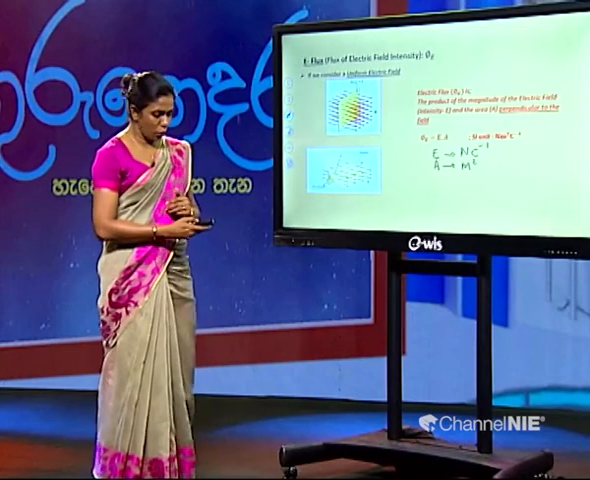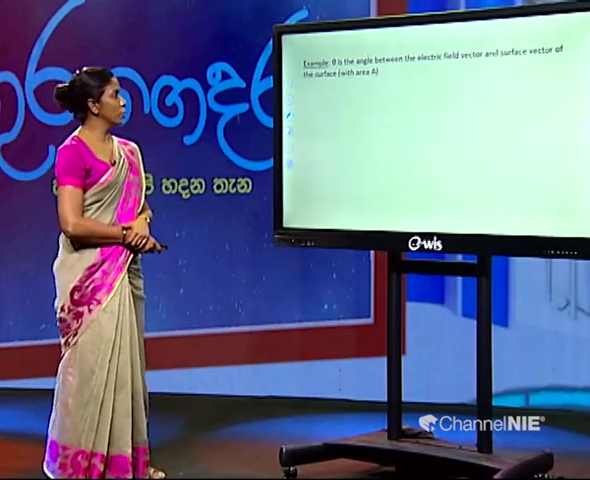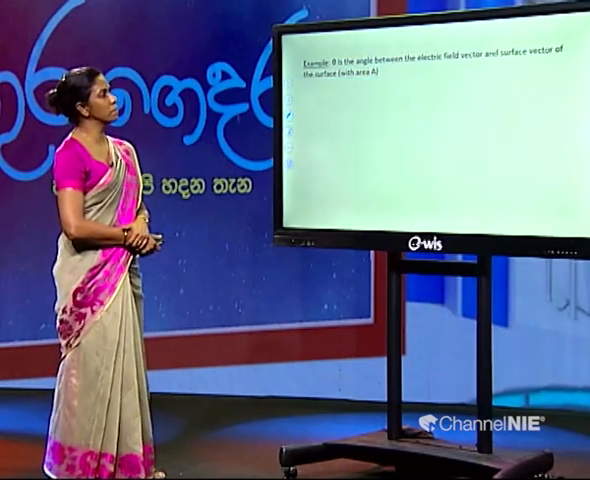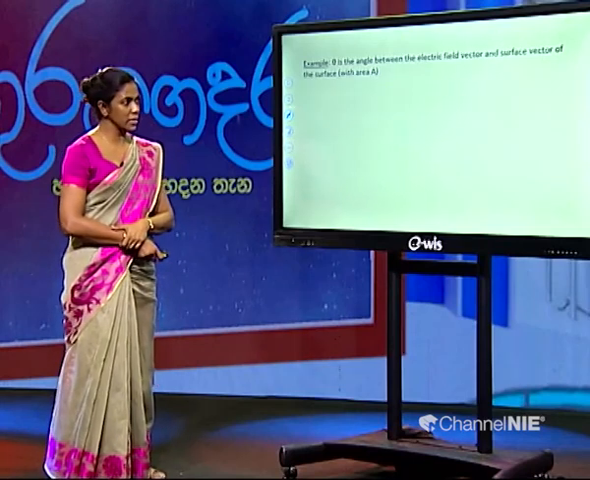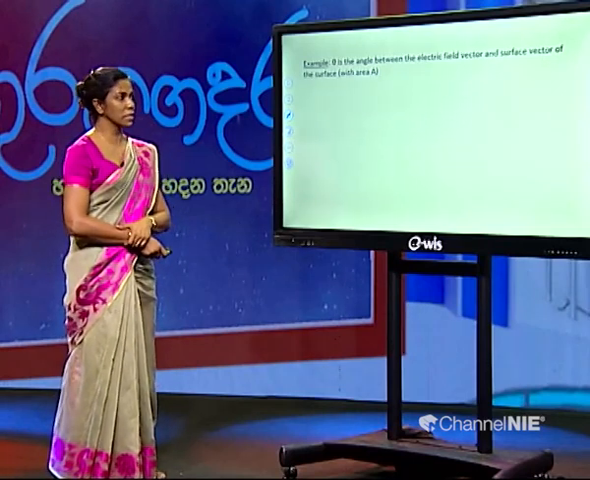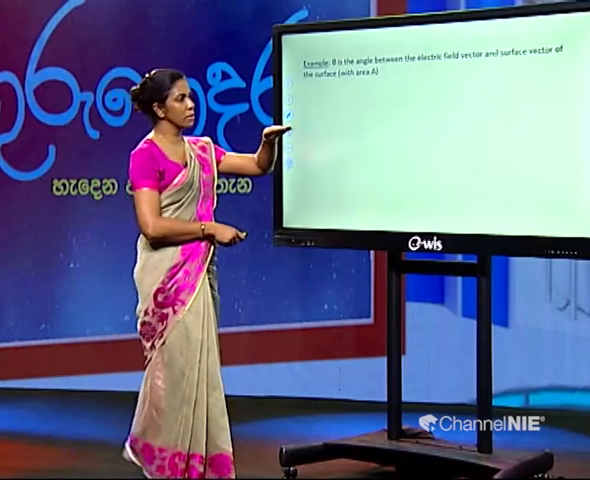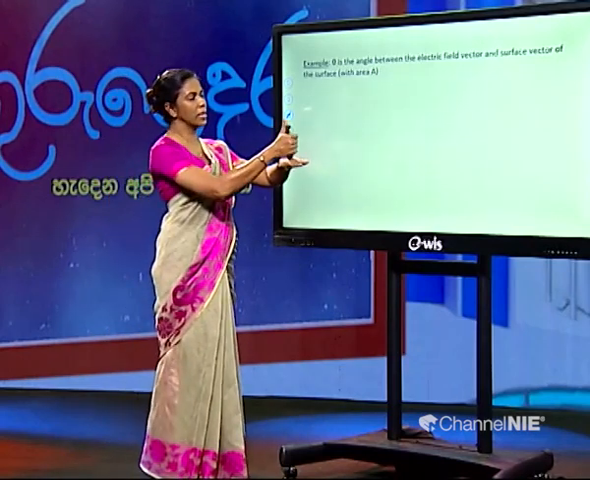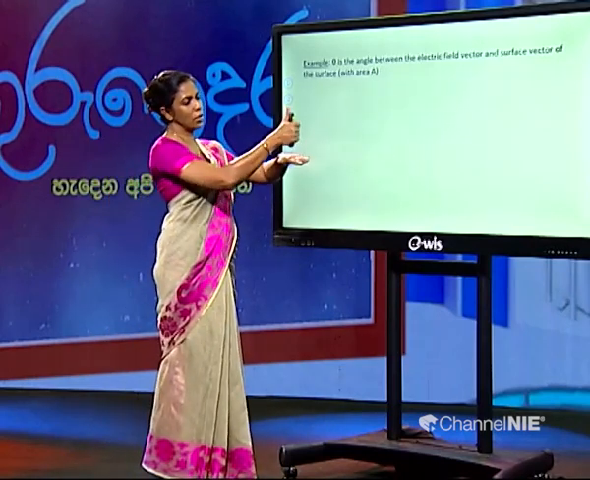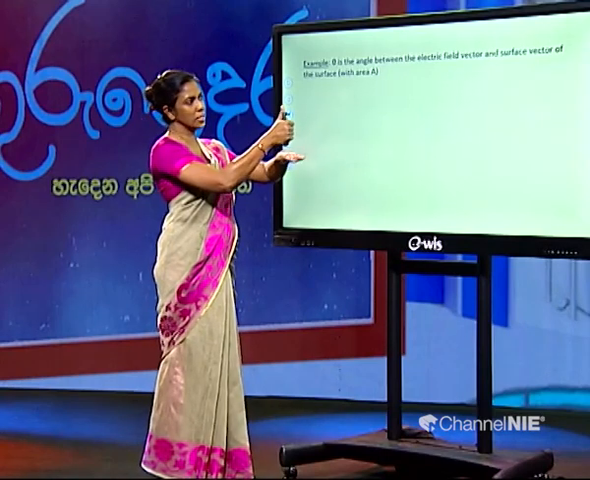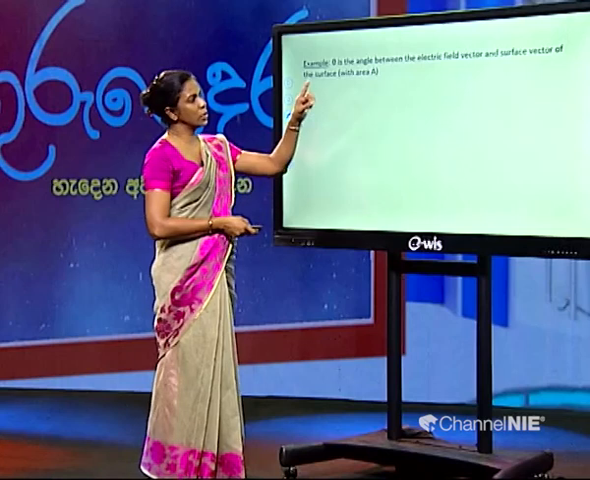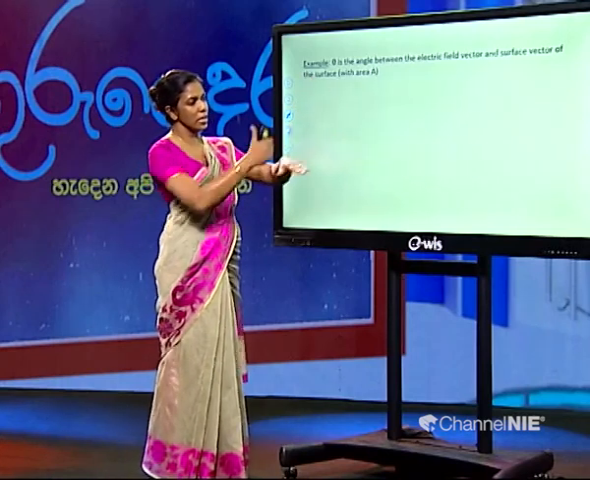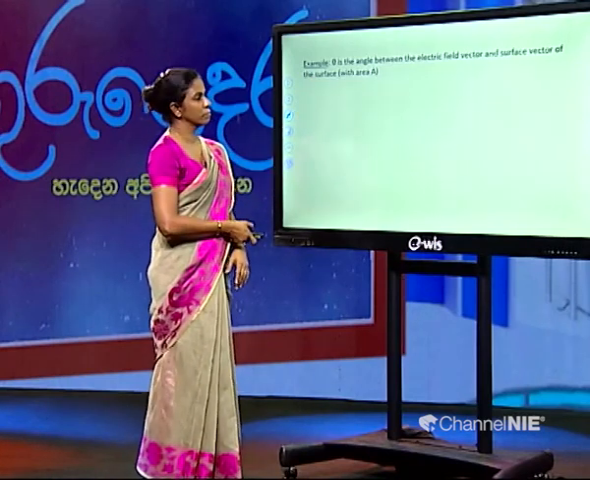So, let us move on a little to explain this further. Theta is the angle between the electric field vector and the surface vector. The surface vector, for the surface we have chosen, can be taken as the direction perpendicular to that surface. So, the surface is this, and the vector would be that. So, theta would be the angle between the electric field vector and the surface vector.